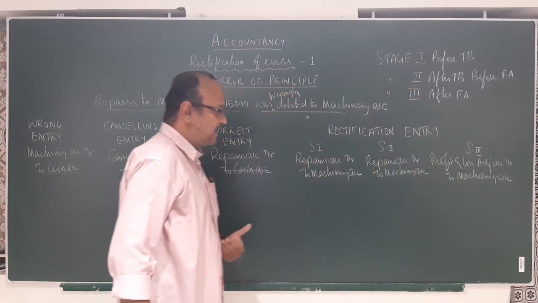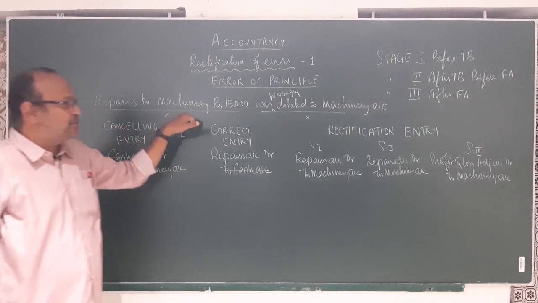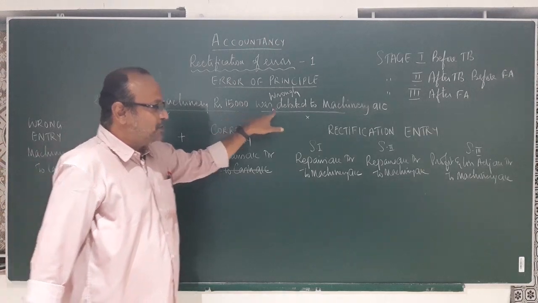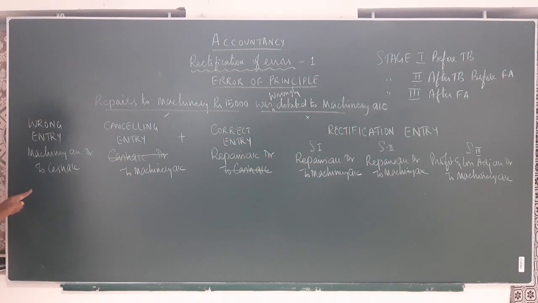Right? Let's come back again. This is the error we have committed. Repairs to machinery rupees 15,000 was debited to machinery account. First we write the wrong journal entry. Machinery account debit to cash account. Cancel the effect of that error. Rectify or reverse the journal entry. Cash account debit to machinery account.